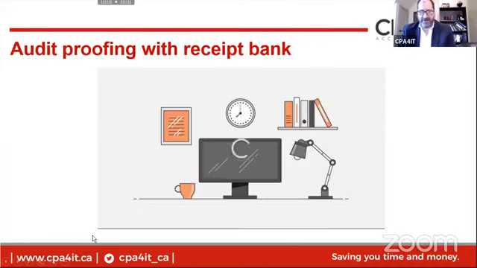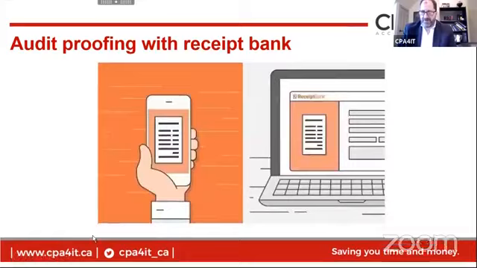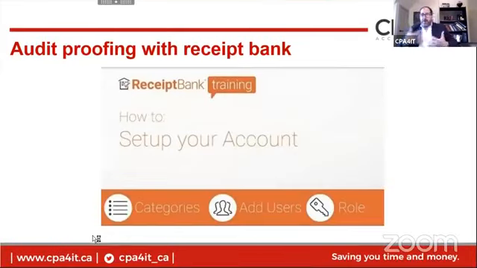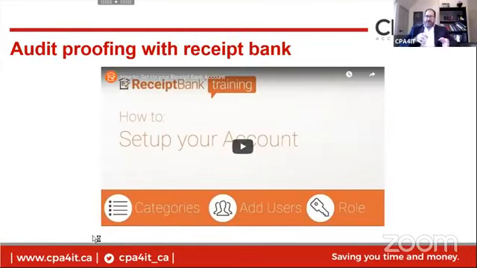So if I can get my mouse back, here we are. I want to talk to you about how to set up your account. I've got a little training video here that walks you through how to set up your account. If you do not already have a Receipt Bank account, you can go onto our website, cpa4it.ca/receiptbank, or just go to cpa4it.ca, and right on the homepage, you'll see a link to get your free app.